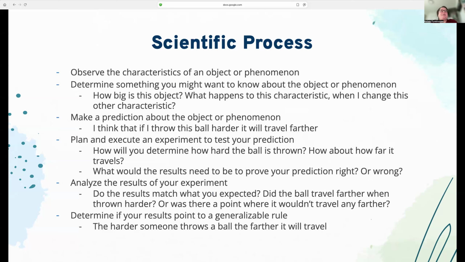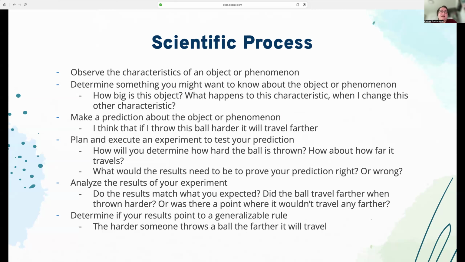The next step is to make a prediction about the object or the phenomenon. I think if I throw this ball harder, it will travel farther. That's my prediction about the phenomenon of throwing a ball. The next step is to plan and execute an experiment to test your prediction. How will you determine how hard a ball is thrown? How about how far it travels? And what would the results need to be to prove your prediction right or wrong?